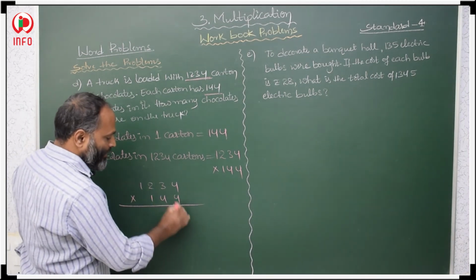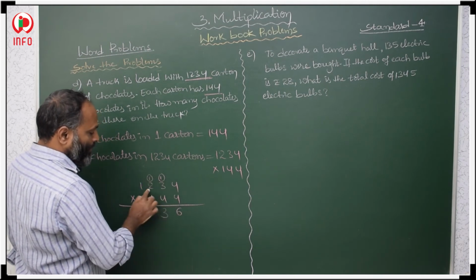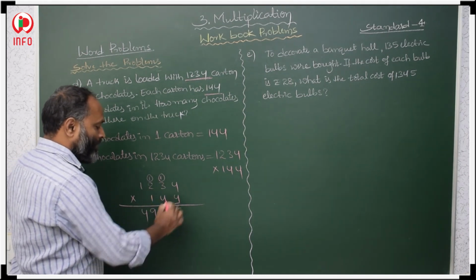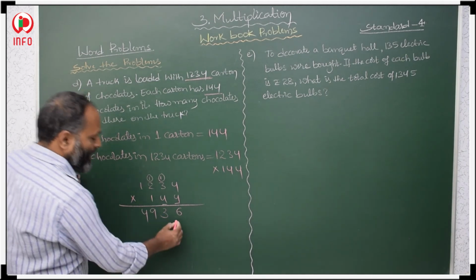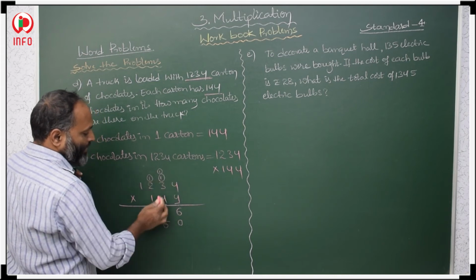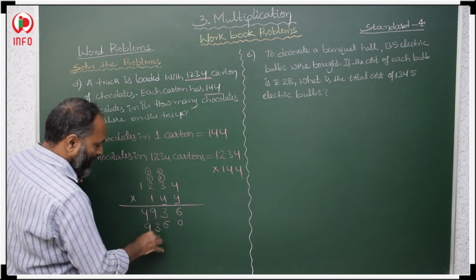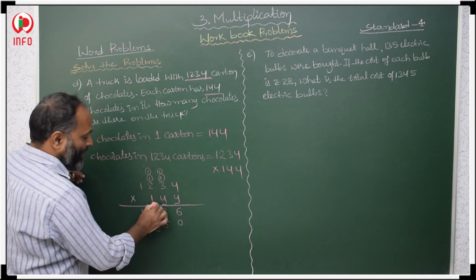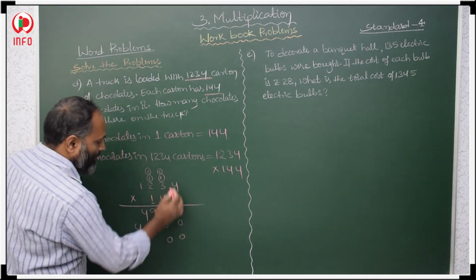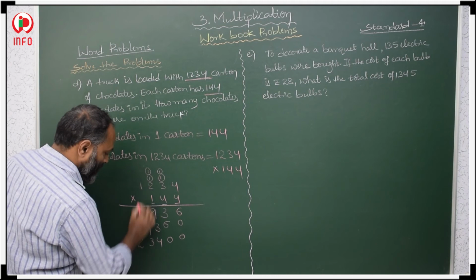4 4s are 16, 1. 4 3s are 12 plus 1, 13, 1. 4 2s are 8 plus 1, 9. 4 1s are 4. This 4 is over. Again with this 4, which is in tens place, we have to keep a 0 in ones place first. 4 4s are 16, 1. 4 3s are 12 plus 1, 13 and 1. 4 2s are 8 plus 1, 9. 4 1s are 4. And again with this 1, which is in hundreds place, we keep 2 zeros first, then 1 4 is 4, 1 3 is 3, 1 2 is 2, 1 1 is 1.